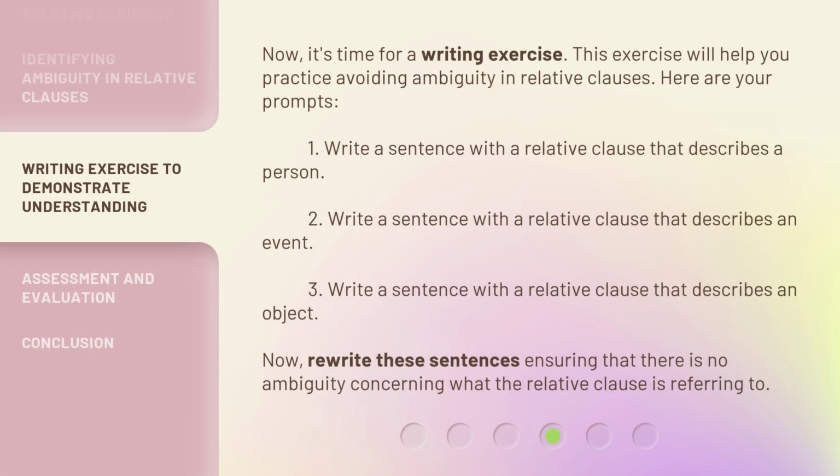Now, it's time for a writing exercise. This exercise will help you practice avoiding ambiguity in relative clauses. Here are your prompts. 1. Write a sentence with a relative clause that describes a person. 2. Write a sentence with a relative clause that describes an event. 3. Write a sentence with a relative clause that describes an object. Now, rewrite these sentences ensuring that there is no ambiguity concerning what the relative clause is referring to.